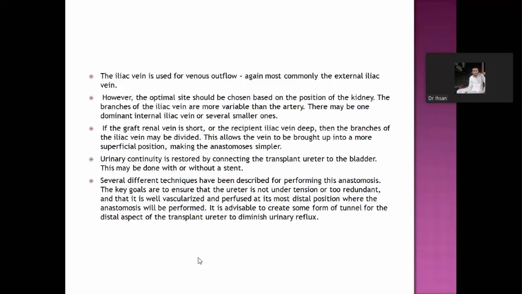Several different techniques have been described for performing this anastomosis. The key goals are to ensure that the ureter is not under tension or too redundant, and that it is well vascularized and perfused at its most distal portion, where the anastomosis will be performed. It is advisable to create some form of tunnel from the distal aspect of the transplant ureter to diminish urinary reflux.